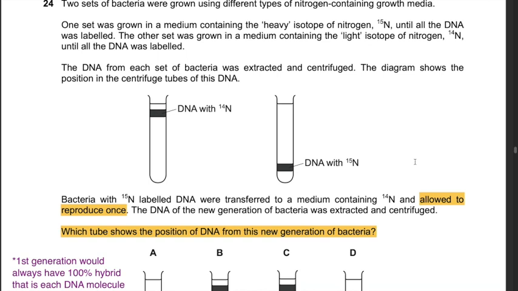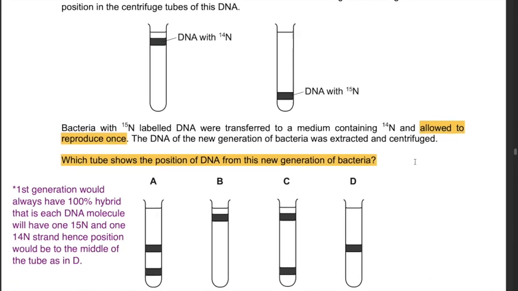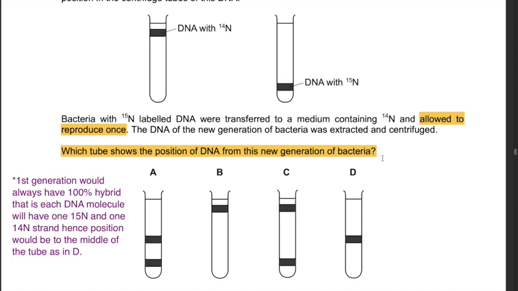Since this question is regarding the first generation, it would always have 100% hybrid DNA. That is, each DNA molecule will have one 15N strand and one 14N strand. So always remember, the first generation of bacteria obtained, when allowed to reproduce once, would be 100% hybrid. Hence the position would be towards the middle of the test tube, which is only shown by test tube D, because it is 100% hybrid, so there can only be one position in a test tube.